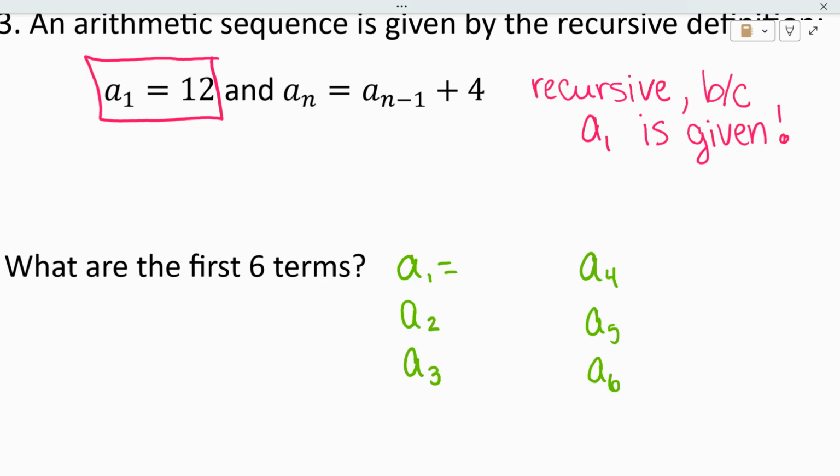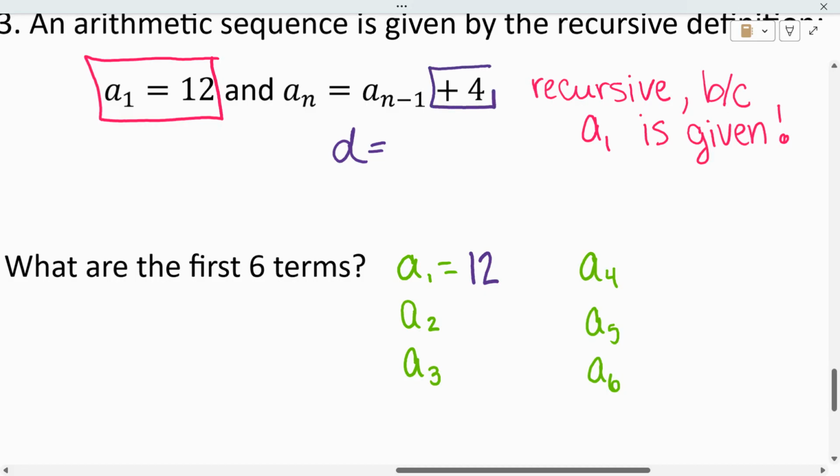So what is the first term? First term is 12. What is the common difference? What are you adding or subtracting each time? 4. Yeah. So to find the next term, what do you do? Add 4 to it. So the second term is 16. To find the next term, what do you do? Add 4 to the one before it. 16 plus 4 is 20.